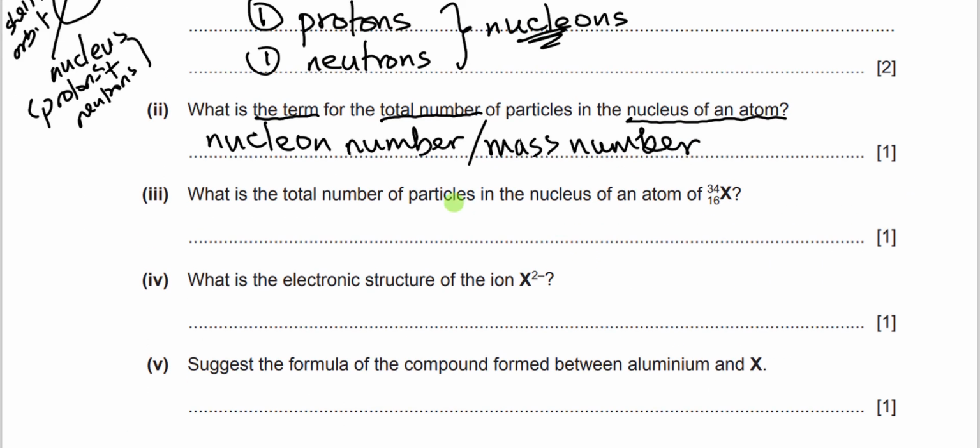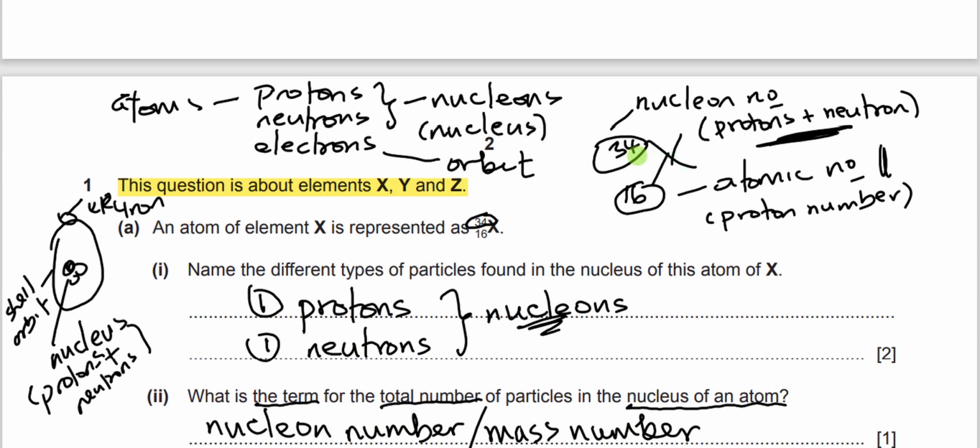Next question says, what is the total number of particles in the nucleus of X? Question 1 was the term. Now they need the total number, which is a value, right? So from our initial analysis here, what's the total number? What's the number here? 34.